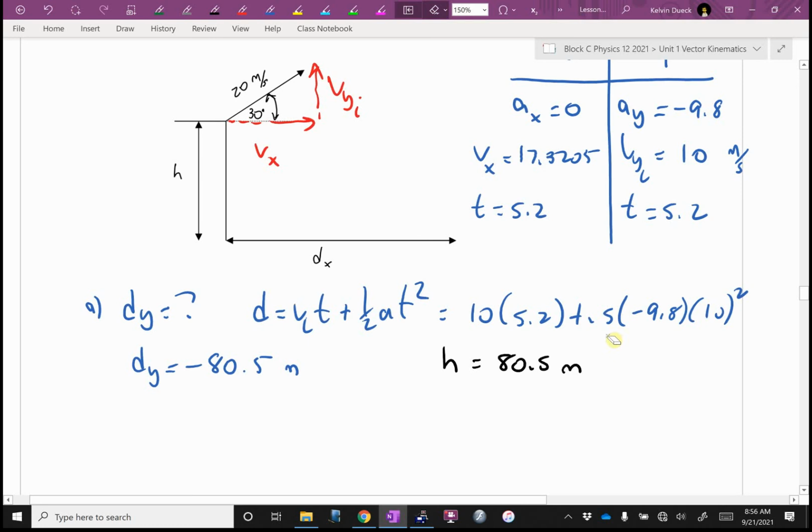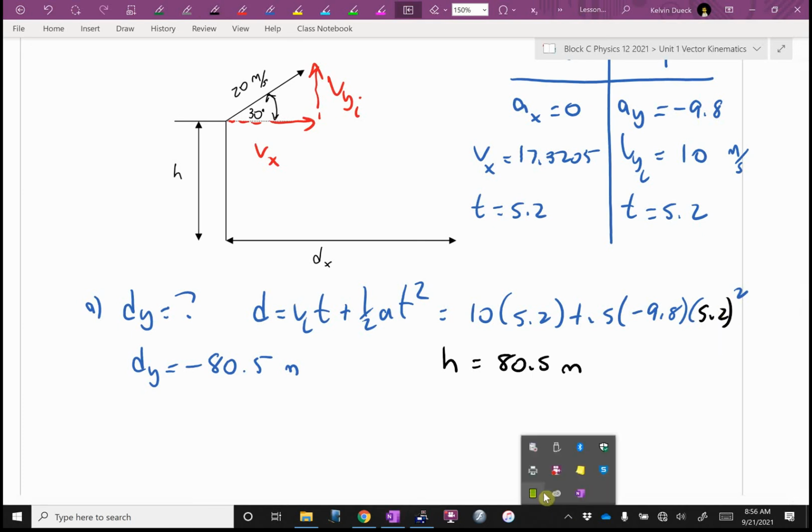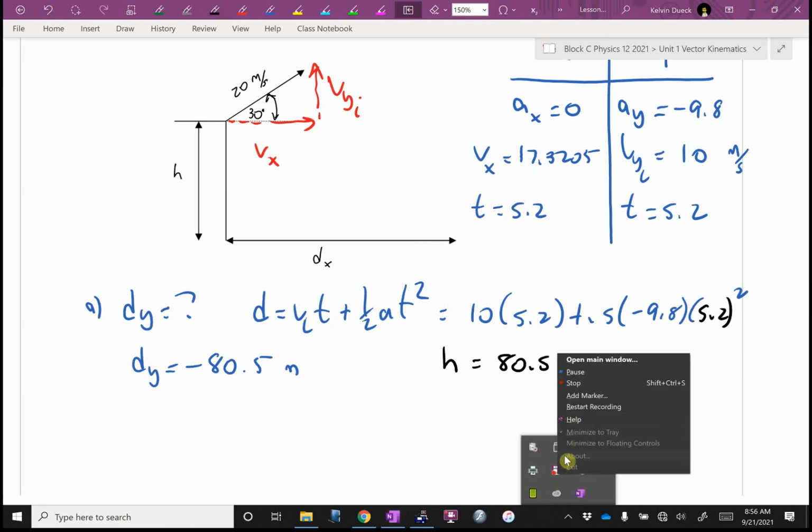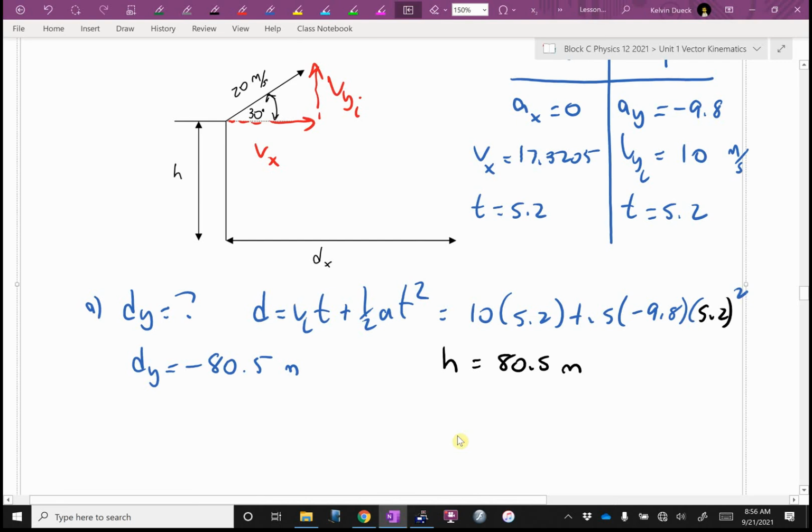Plus 0.5 times negative 9.8. Y10? Here? Oh. Okay. 5.2 squared. Thank you. I made a mistake. I was writing in a hurry. I owe you a candy. You caught me in a mistake. I'll get you a candy later. Remind me.